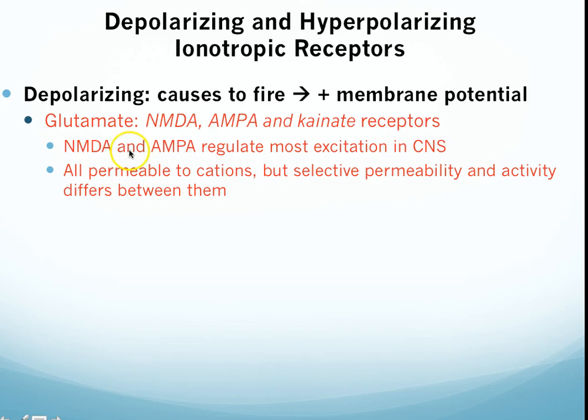Now, the NMDA and the AMPA are the 2 major glutamate receptors that regulate most of the excitability in neurons throughout the central nervous system, okay? It's usually NMDA or AMPA. Kainate plays a small role, and we're increasingly learning about kainate, but the precise roles of kainate are not as well known as those of the NMDA and AMPA receptor, okay? But the key point here really is that these are permeable to cations.